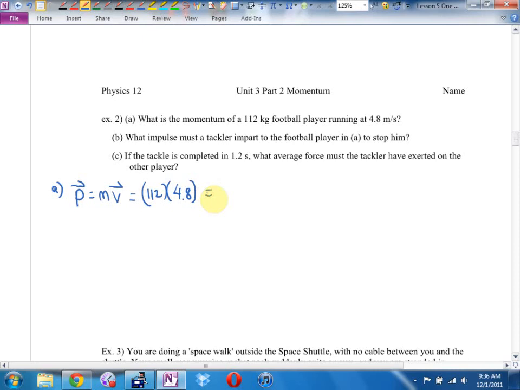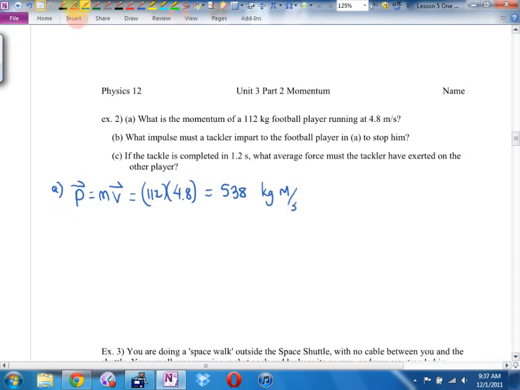Sorry, Brett? 538 units. Kilogram meters per second. Is that a lot? Well, we'll talk about that. We'll start to quantify some of this eventually so we can see what's a lot of momentum and what's a little bit of momentum.